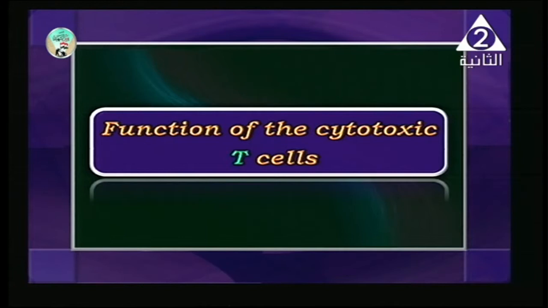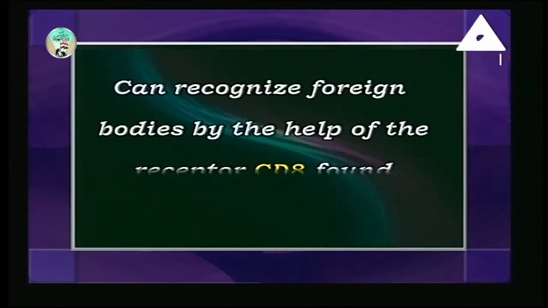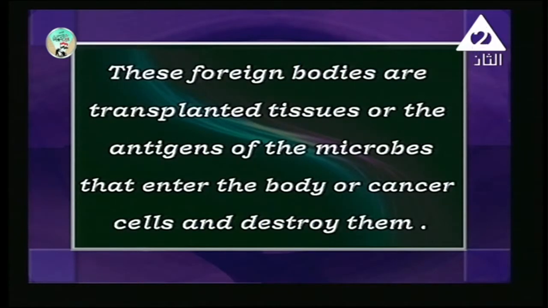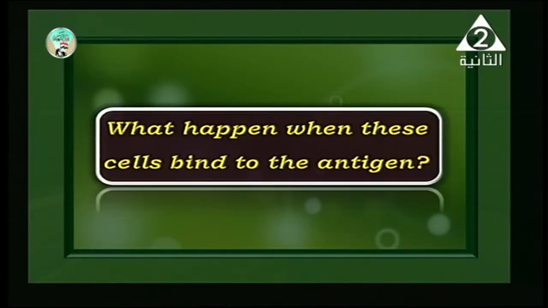Their function is restricted in two ways. They can recognize foreign bodies with the help of the receptor cluster of differentiation 8 found on their surface. These foreign bodies are transplanted tissues, the antigens of microbes that enter the body, or cancer cells, and they can destroy them. We have a point about that: what happens when these cells bind to the antigen? Something will happen.